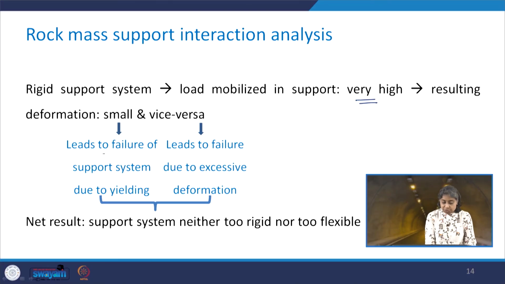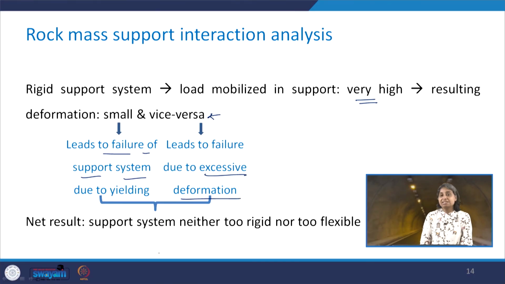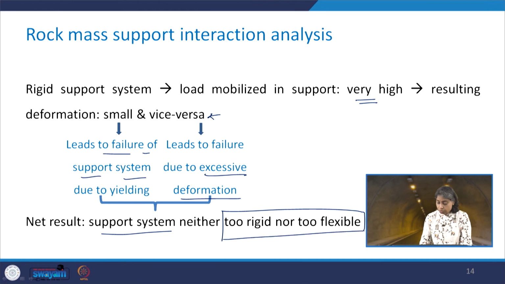Coming to the rigid support system, the load which is mobilized in the support is very high, and the resulting deformation is very small, and vice versa. If the resulting deformations are extremely small, these lead to failure of the support system due to yielding of the supports. But in the other case, when you have very low load mobilized in the support and the resulting deformations are very high, the failure is due to excessive deformation. So, the net result is a support system which is neither too rigid nor too flexible.